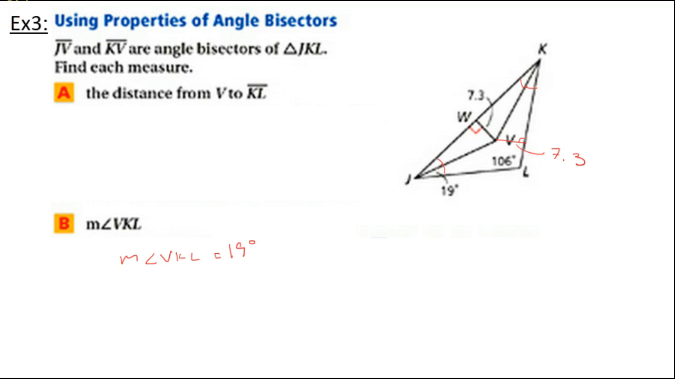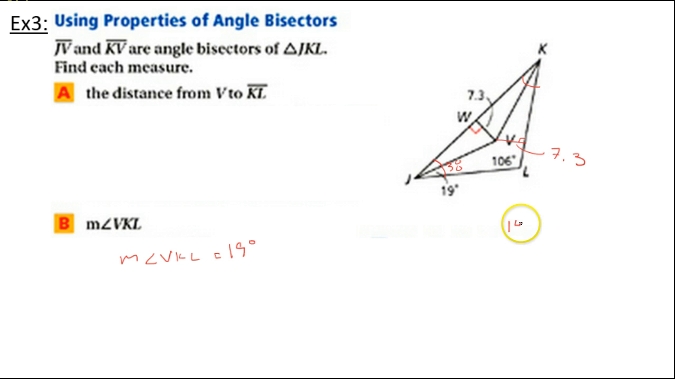Well, actually, let me make a quick correction there. Because we can't assume that these two are the same. So if I know that this angle is 19, then I do know that this angle is 19. So this complete angle itself should be 38 degrees. And I know that this angle is 106. So if I add 38 to 106, I should have that these two angles together are 144. And I want to find out this missing angle here.